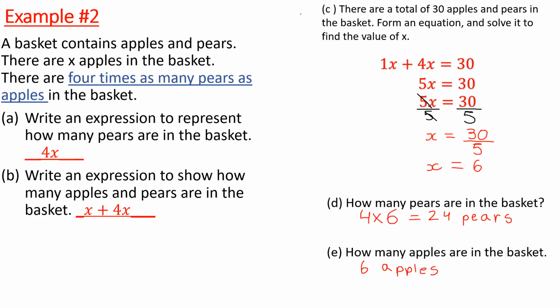A basket contains apples and pears. There are x apples in the basket. There are 4 times as many pears as apples in the basket. A. Write an expression to represent how many pears are in the basket. We do 4x because it's 4 times as many pears as apples. Then write an expression to show how many apples and pears are in the basket. So it would be x apples plus 4x.